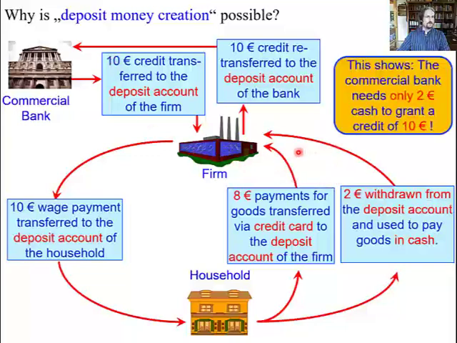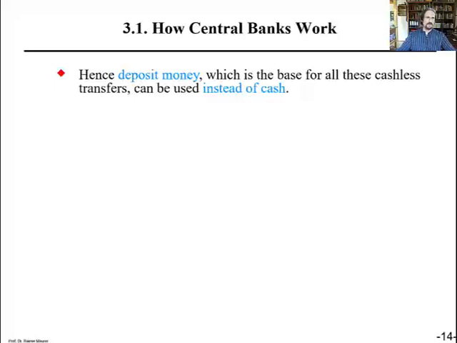to a company. This means that 80% of the credit granted by commercial banks to private companies or households is created by the commercial bank out of thin air, out of nothing. And this is what is called money creation by commercial banks. Hence, deposit money, which is the base for all these cashless transfers, can be used instead of cash.